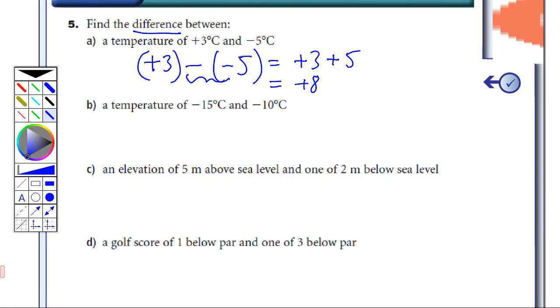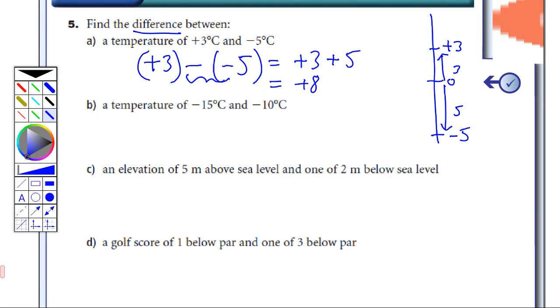And that makes sense. If we had a thermometer here, and we had plus 3 over here, and we had minus 5 over here, and we said, what's the difference between these two? Well, there's 3 degrees above 0 here, and there's 5 degrees below 0 here, so the difference between the two is clearly 3 plus 5 or 8.